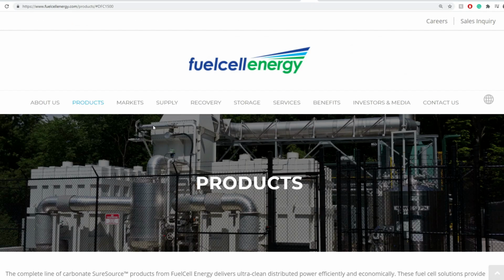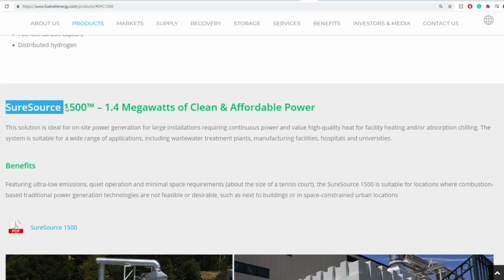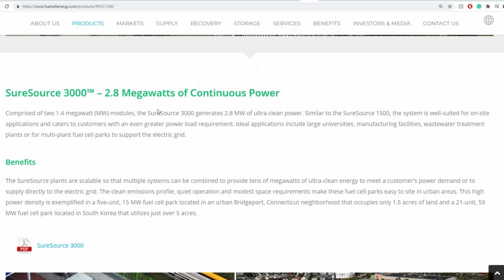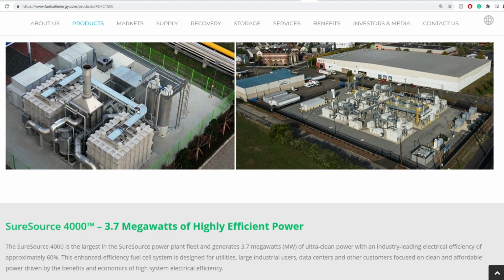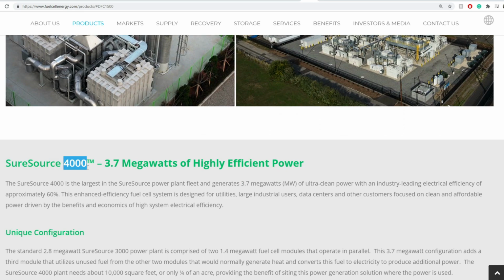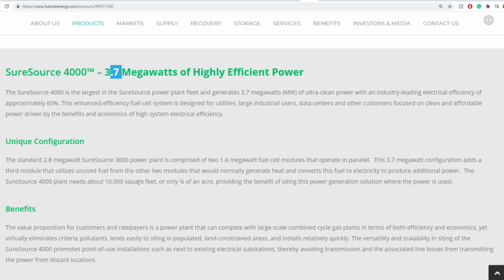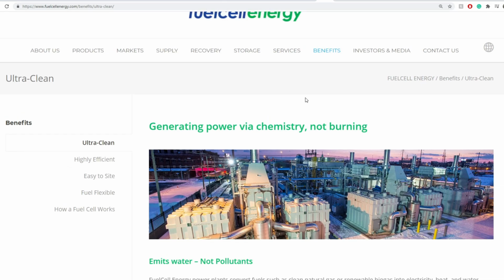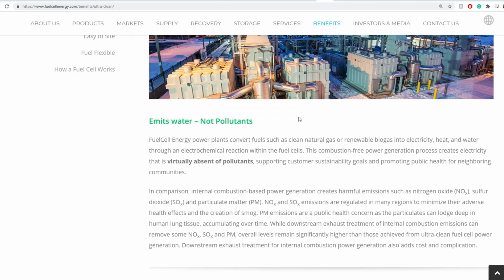Now, there are different products that they have for generation source. SureSource 1500, which is 1.4 megawatts of clean and affordable power. We're looking at SureSource 3000, which is 2.8 megawatts. They also have a bigger one, the SureSource 4000 of around 3.7 megawatts. That's a bit of a tongue twister, SureSource. Anyway, moving forward.